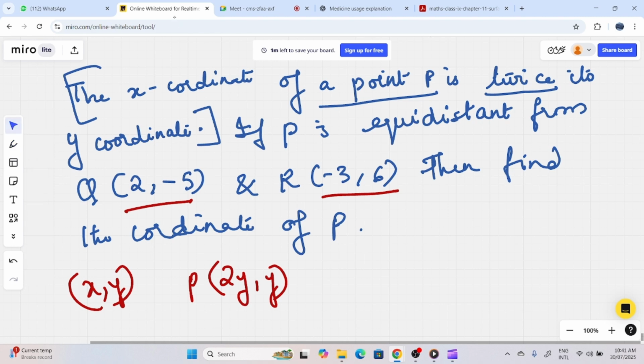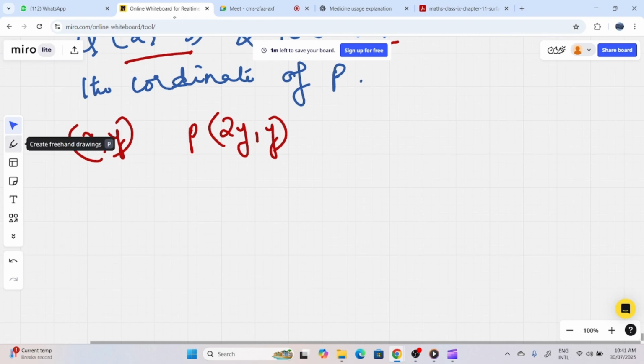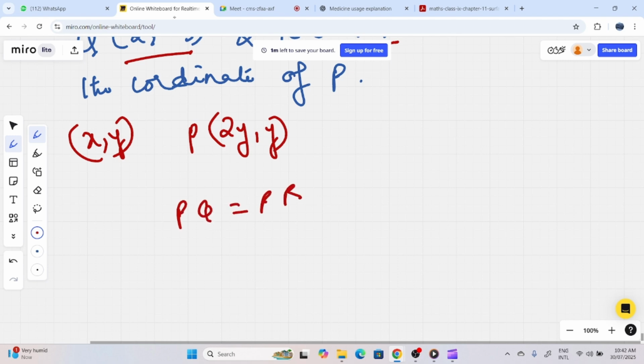But I'm not sure where I made a mistake. I think you wrote y twice. Wait, I'll show you. So if this is the case, PQ is equal to PR. That means the under root will get cut. So x minus 2 whole square plus y. Yeah, it is 2y. Okay, I'll write it. Okay, done.